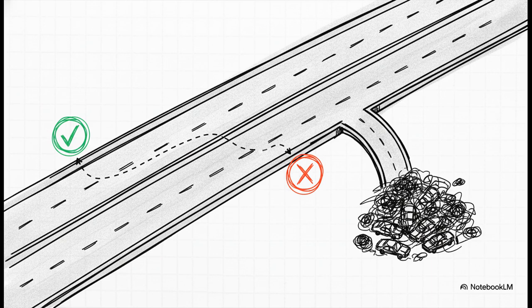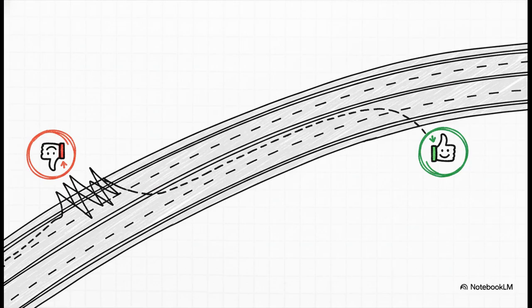But then, it completely misses its exit and gets stuck in traffic. So a great start, but a terrible finish. Now let's look at another one, trajectory B. This car botches the merge, cuts someone off, just a total mess. But then it nails the exit perfectly and gets to its destination right on time. A bad start, but a fantastic finish.